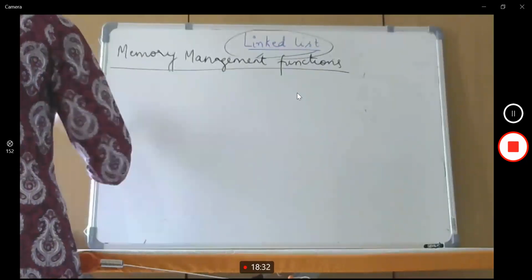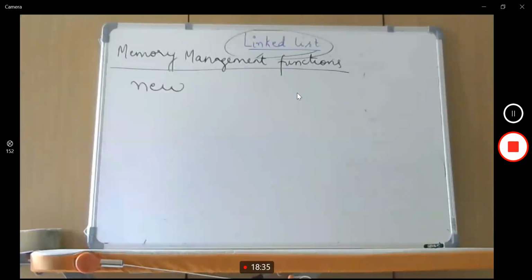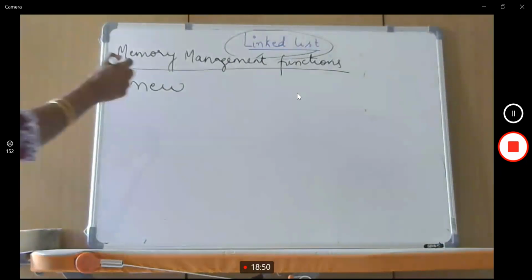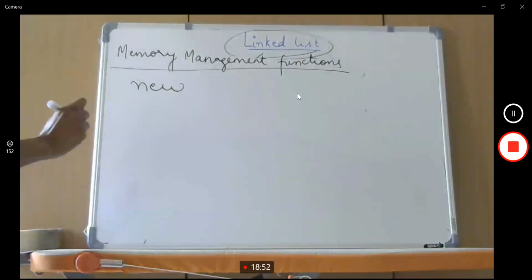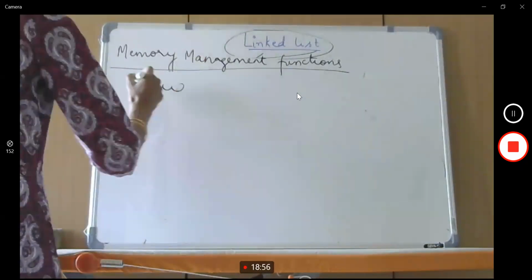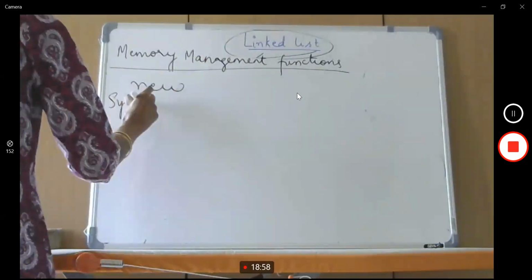Now, let us look at the new operator. The new operator denotes a request for memory allocation on the heap. If sufficient memory is available, the new operator initializes the memory and returns the address of the newly allocated and initialized memory. For example, what is the syntax? Let me tell you the syntax of new.